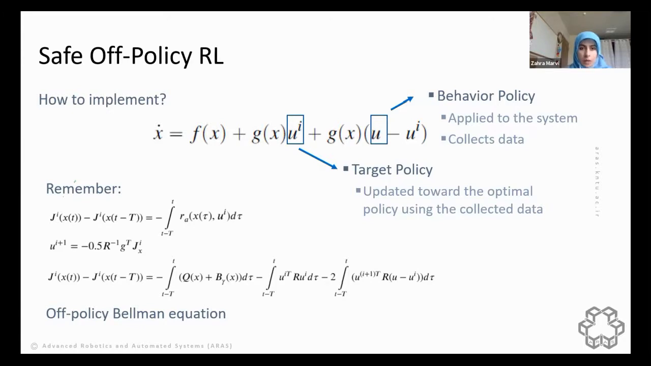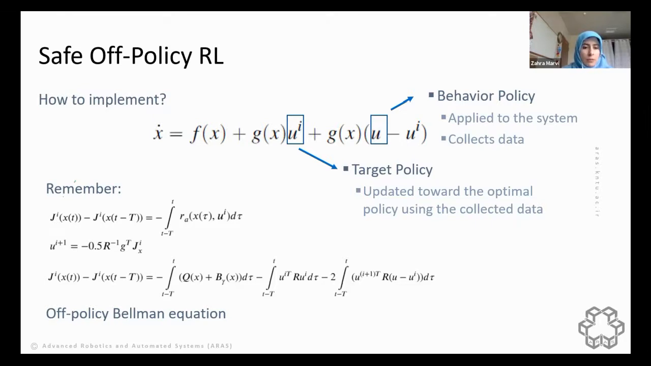In an off-policy algorithm, we divide the control input into two different inputs. One of them is the behavior policy, which we apply to the system to collect the data. And the other one is the target policy, which we update toward the optimal policy using the collected data, without even applying it to the system at the iteration phase.